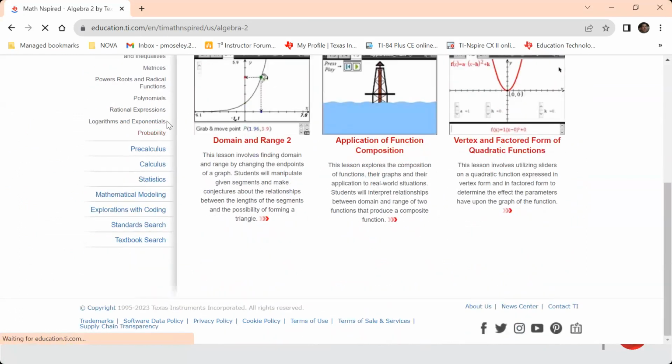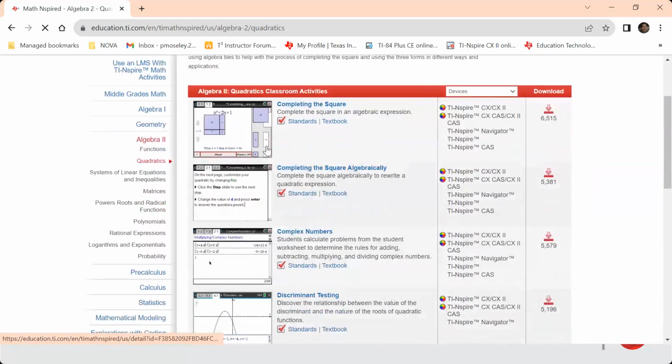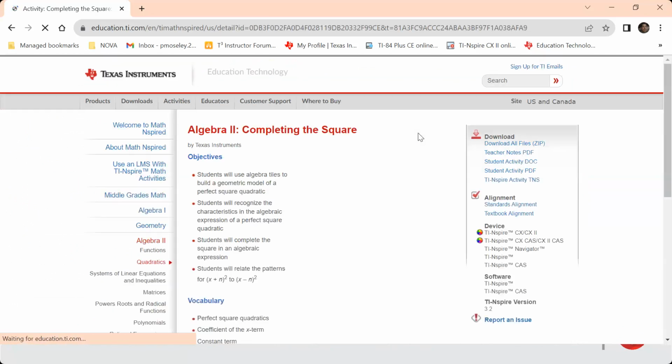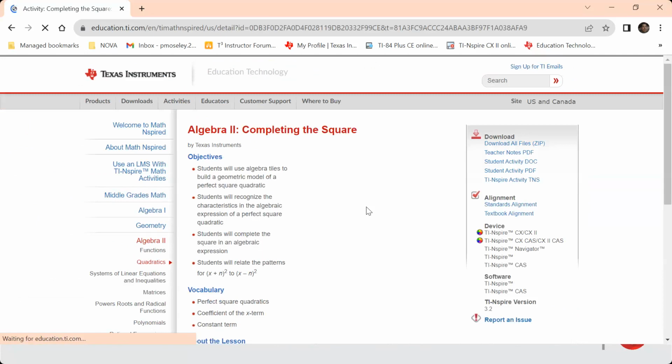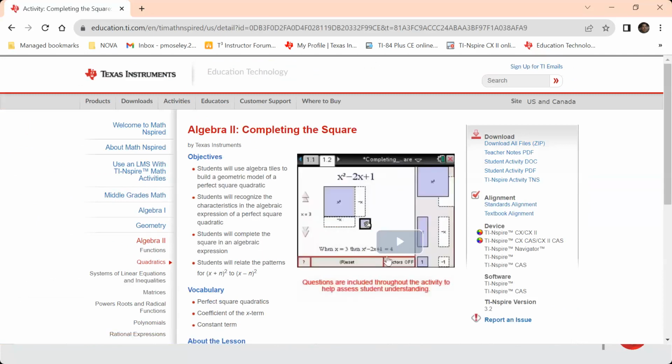You open up these activities. We're doing quadratics. And I love that a lot of these activities have little videos that introduce you to show you what's going on. So that's a great tool. If you're not sure about this lesson, you can watch the video. Most of the videos are less than a minute long, so you can decide almost right away if you want that lesson in your own unit of activities.